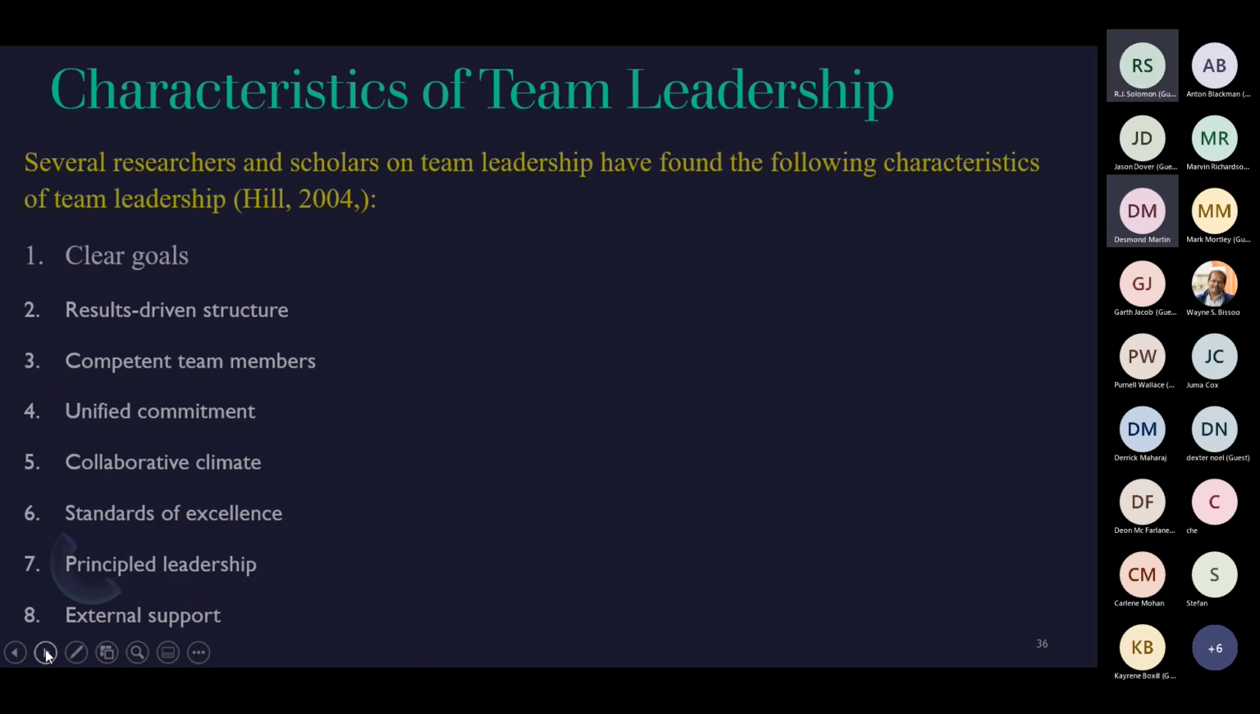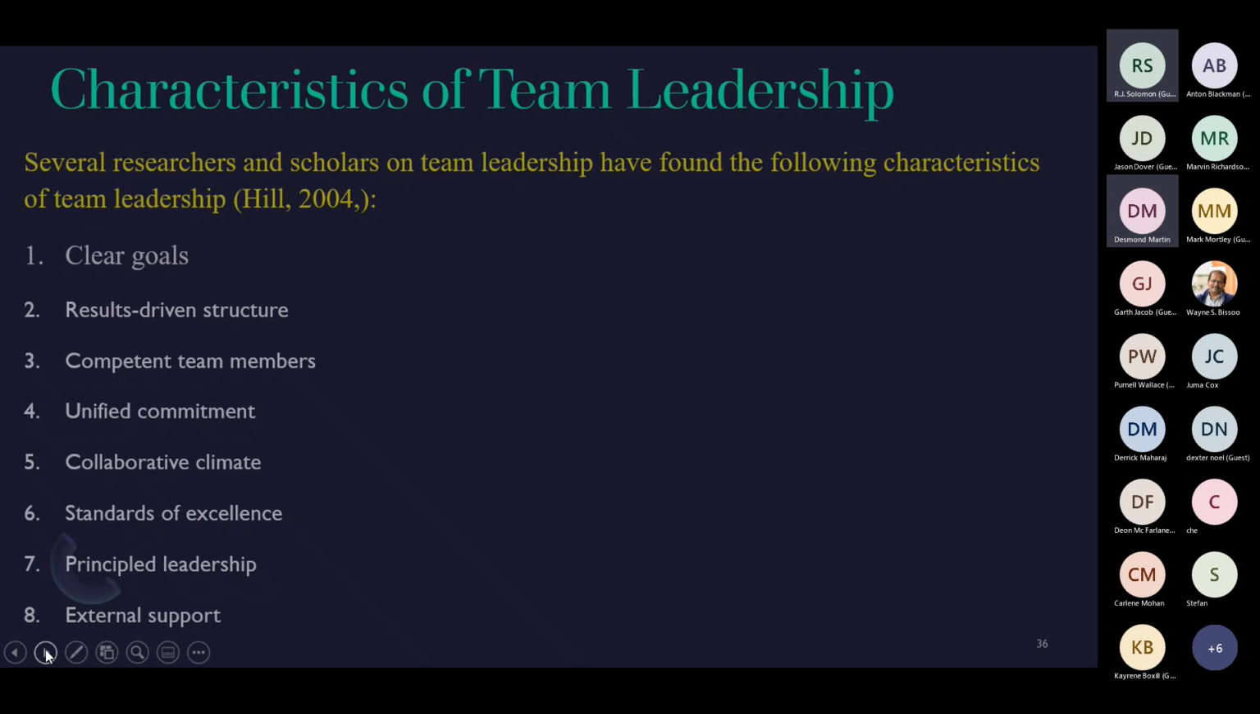So clear goals. The group would believe that the goals are worthwhile and clear enough to tell them when objectives have been met. A results-driven structure: the group's purpose needs to drive the structure of the team. Competent team members, meaning the group members must possess the appropriate technical knowledge and interpersonal skills to work as a team. Unified commitment speaks to the group's sense of identity and level of team spirit that has been intentionally facilitated and developed.